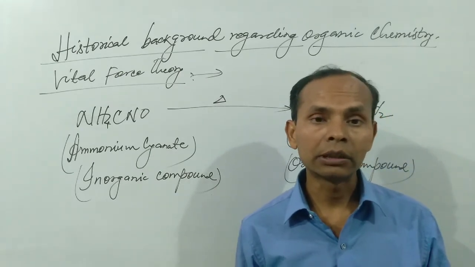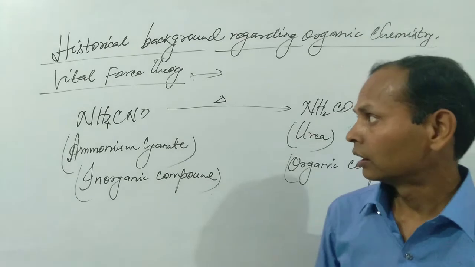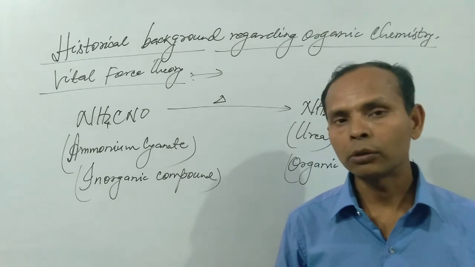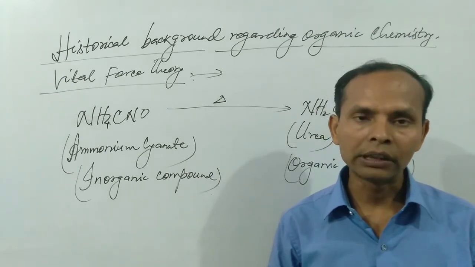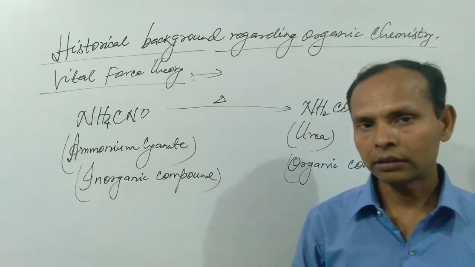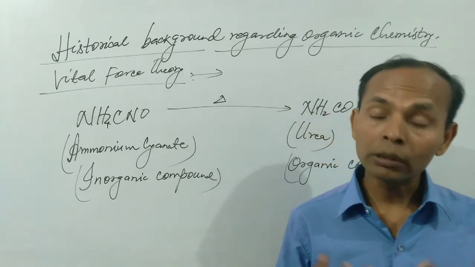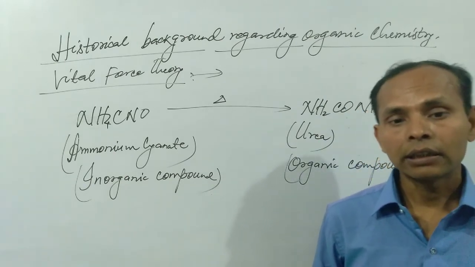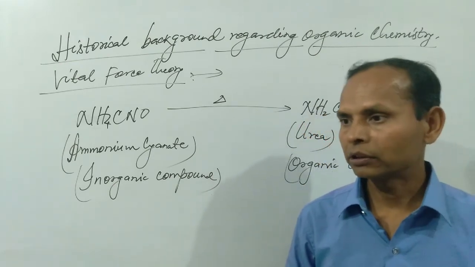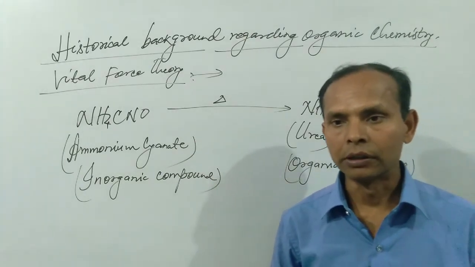1828. But accidentally a German scientist, Wöhler, who was the disciple of the scientist Berzelius, prepared the first organic compound, urea, by heating ammonium cyanide in the laboratory. In this way, the vital force theory became useless. This is called the historical background regarding organic chemistry. Because over 200 or 300 years ago, scientists believed that organic compounds cannot be prepared in the laboratory, but are prepared naturally and present in living organisms. So this reaction indicates that organic compounds can be prepared.